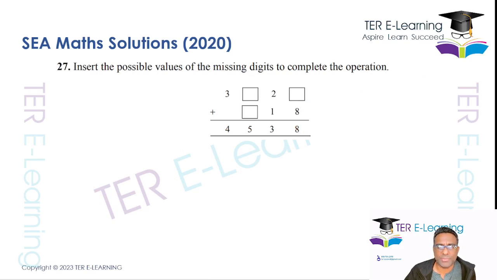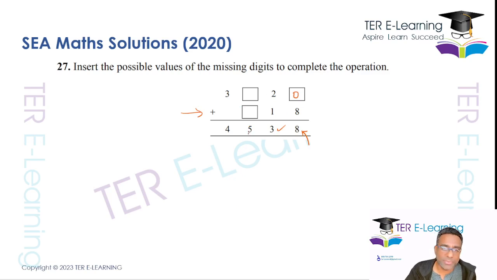Insert the possible values of the missing digits here. Now, let's see what we can do here. The operation is addition. So the only way you can get an 8 here is if this has to be a 0. Now, we have a 2 and a 1, so this is okay. 2 plus 1 will give me 3. Now, you want to get a 5 there.